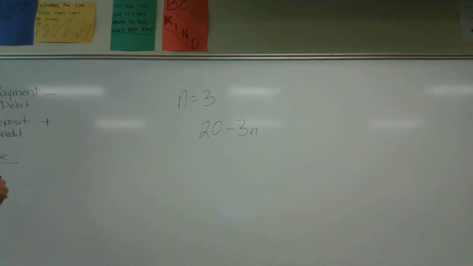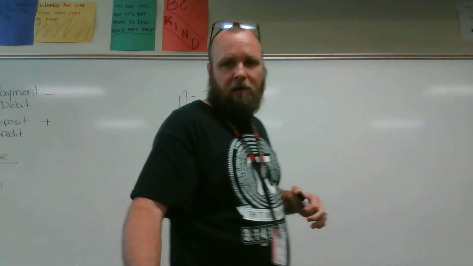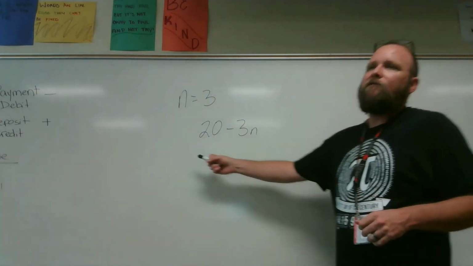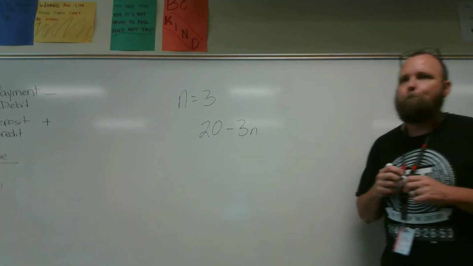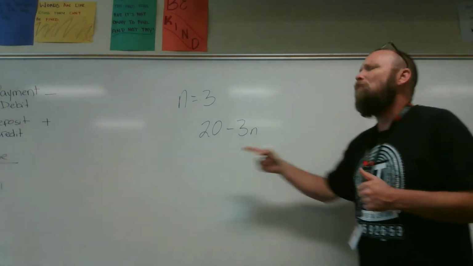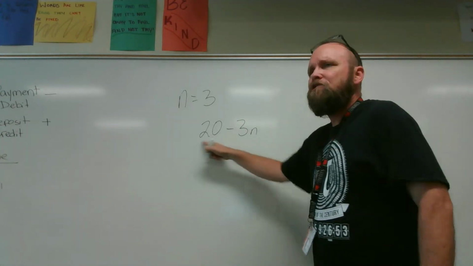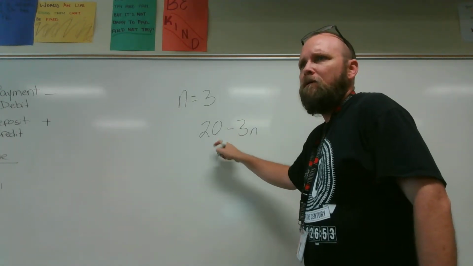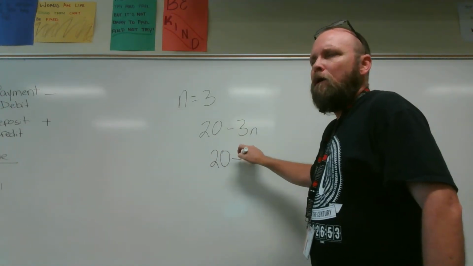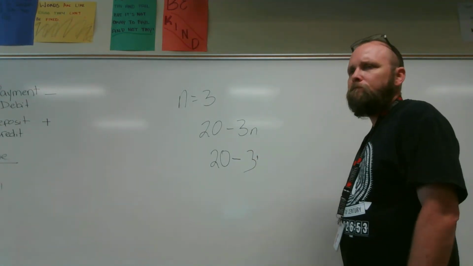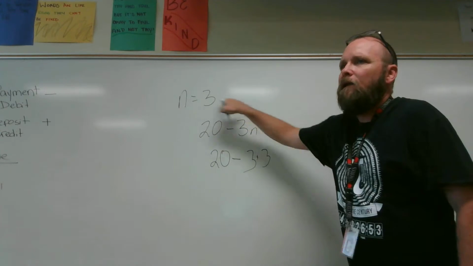So they tell us n equals 3, 20 minus 3n. Peyton, how would I rewrite this? 11. No, how would I rewrite it? 11 isn't rewriting it. Okay, do I have to change 20? No. 3 times what? 3. Because n equals 3.